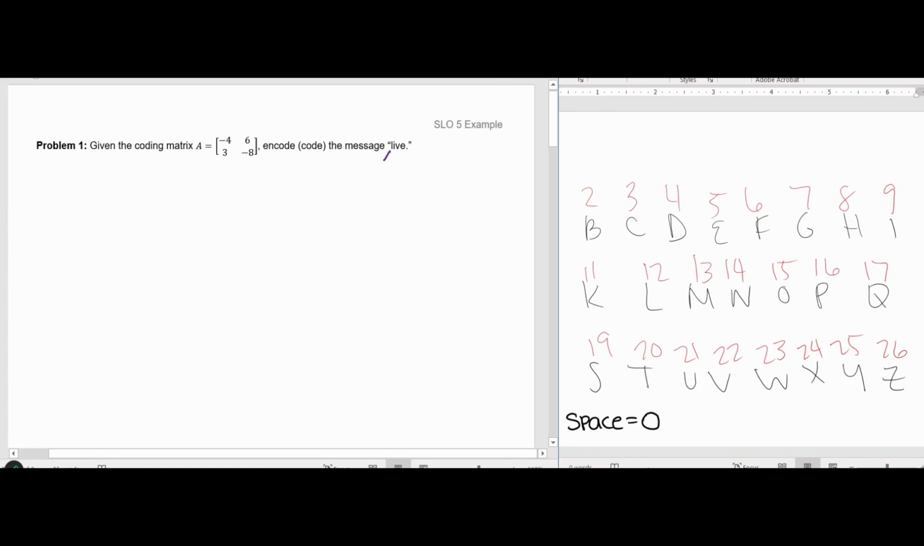Okay, so L gets us 12, I is 9, V is 22, and E is 5. So our message matrix is going to be, starting top left corner, 12, 9, 22, 5.